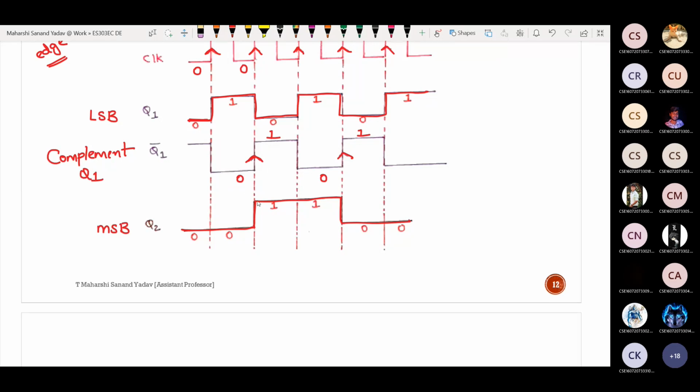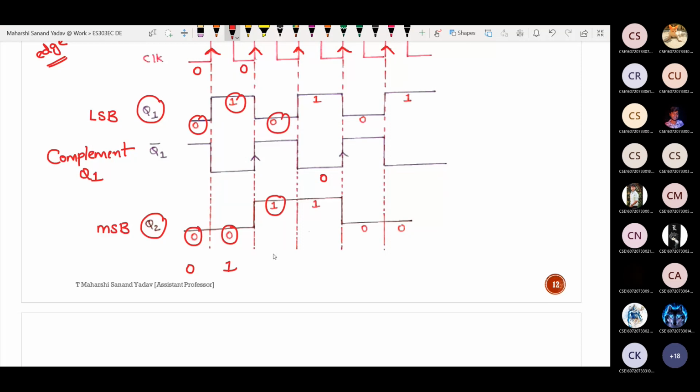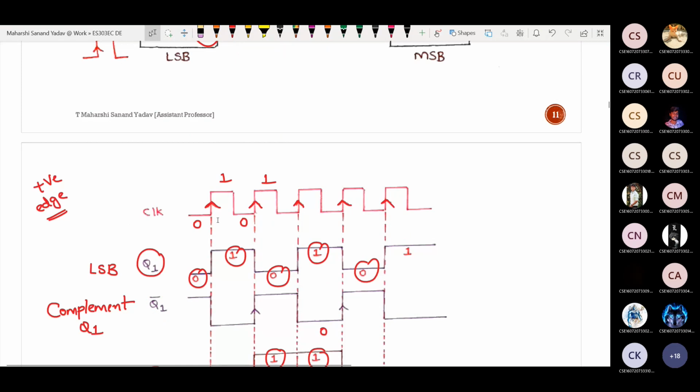Now is it an up counter or down counter? How will you compare? Will you compare Q2, Q1 bar or else Q2 and Q1? Q2 and Q1 you have to compare. See here. 0, 0, 0. 0, 1, 1. 1, 0, 2. 1, 1, 3. Again 0, 0, 0. Over. This is again an up counter, but the difference is we are going for positive edge trigger.